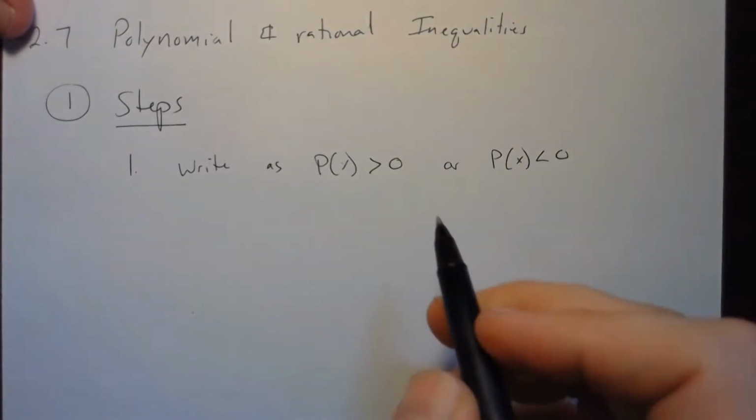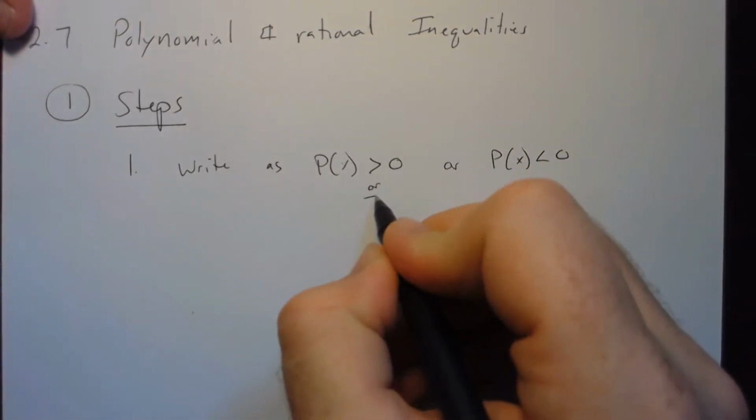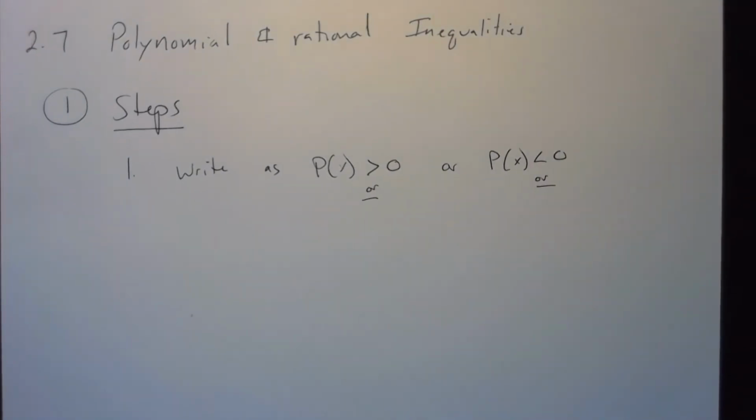Now, with this particular statement, again, they could be "or equals." So it doesn't have to just be greater than or less than. It could be greater than or equal to and less than or equal to. So that's your first step.